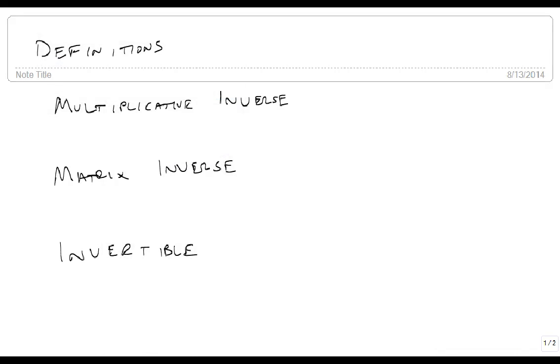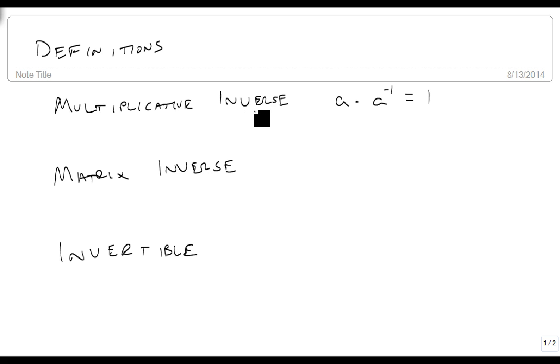We're now going to provide definitions related to matrices and invertible matrices. And so what we're talking about here, we're going to start with multiplicative inverse. That says if we have a number a, then we want to know what we multiply it by to equal 1. And so we use a negative 1 because a times a to the minus 1 is a to the 0, which is 1.